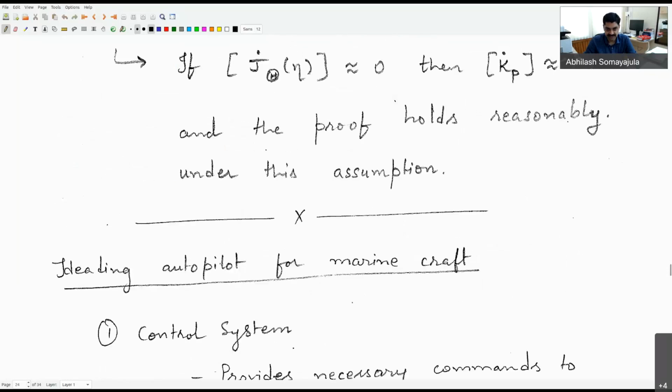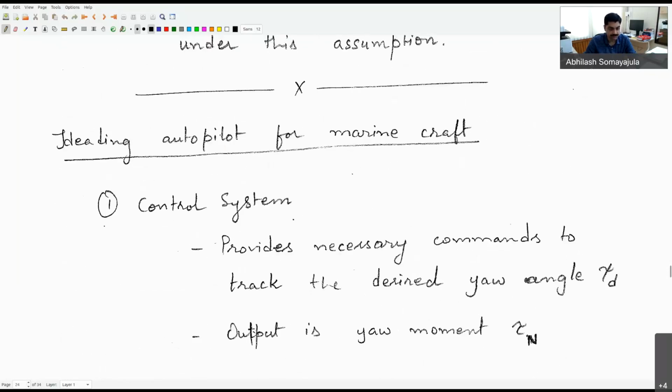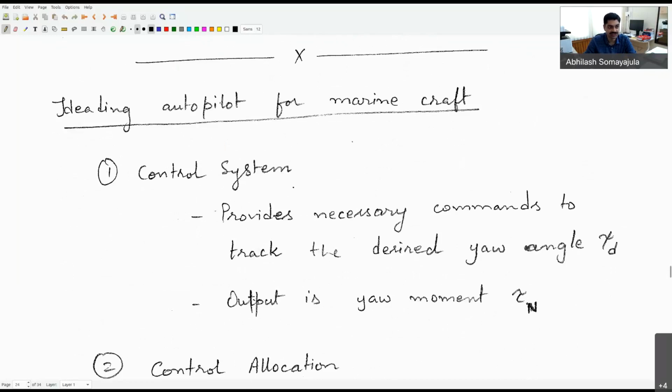All right. So in the last class, we had discussed this idea of single input and single output systems, and then multiple input and multiple output systems. How can we control such systems? And we were talking primarily about a heading autopilot for a marine craft. We were looking at what its basic components were.